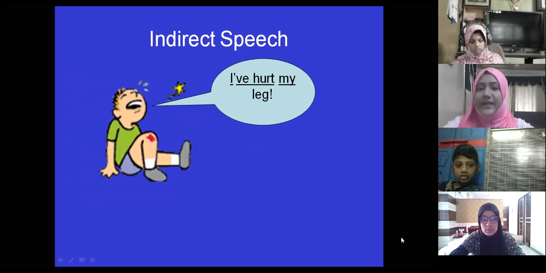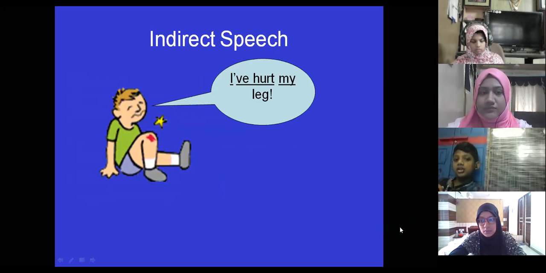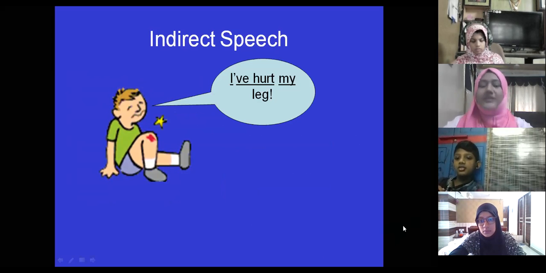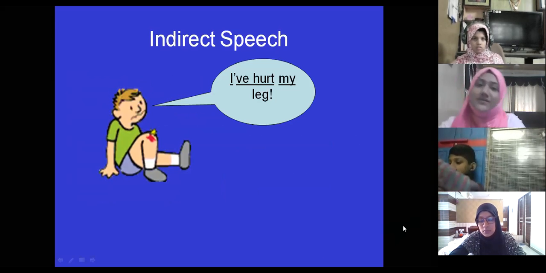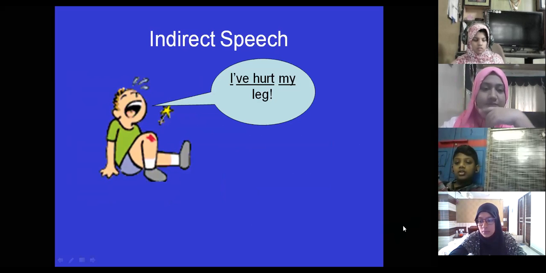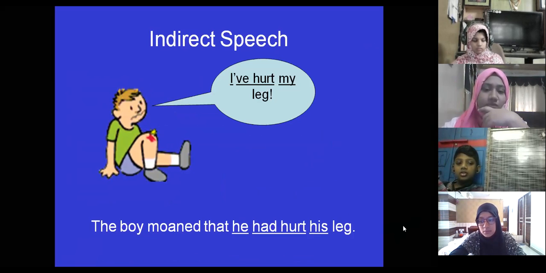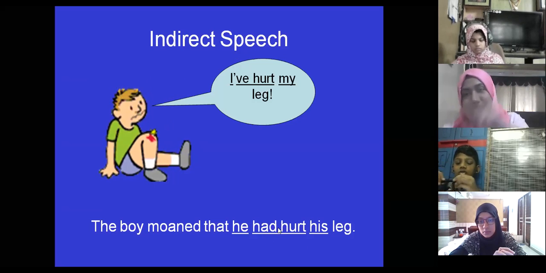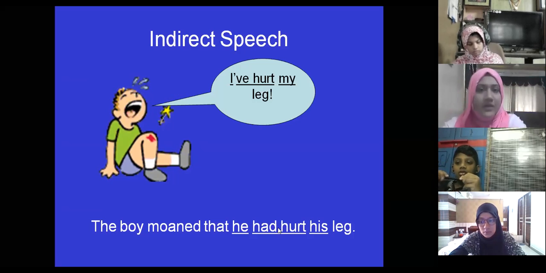Let's see this example. "I've hurt my leg." How will we write it in indirect speech? The boy said that he has hurt his leg. The boy moaned that he had hurt his leg. Have will become had. The tense will change. Present will become past, and past will become past perfect.